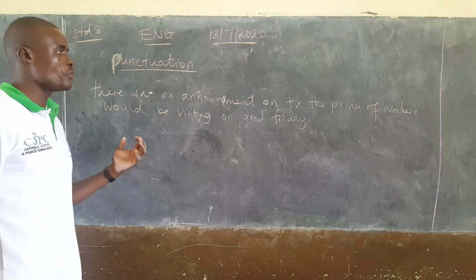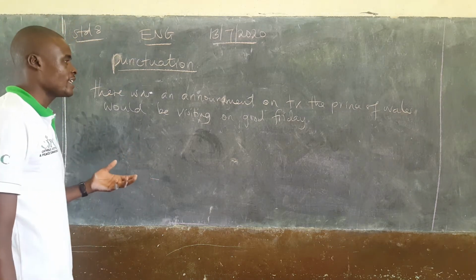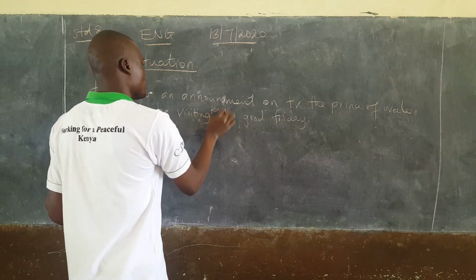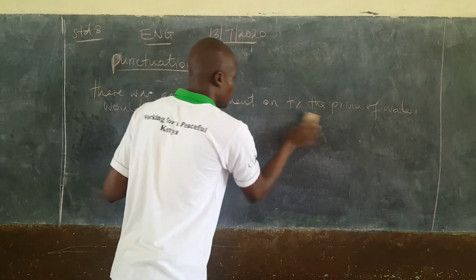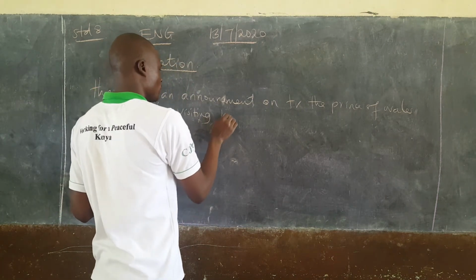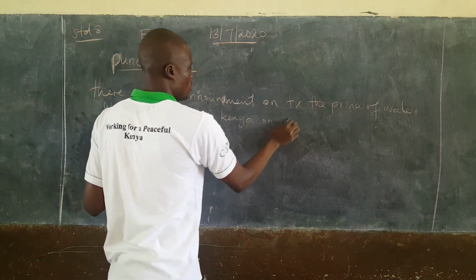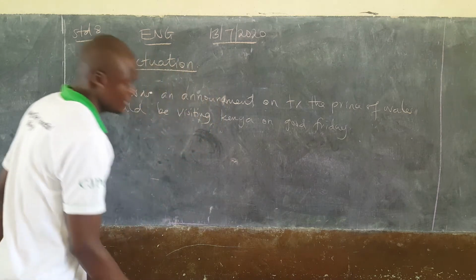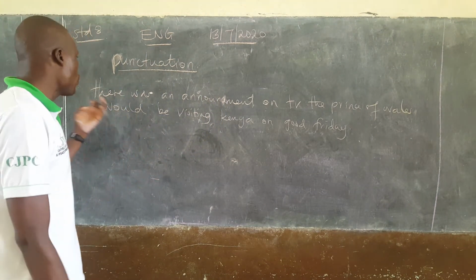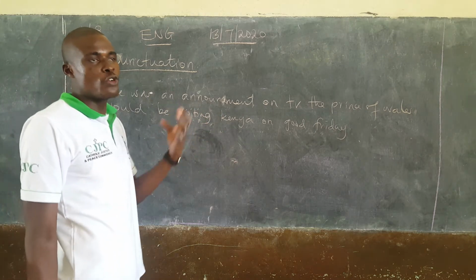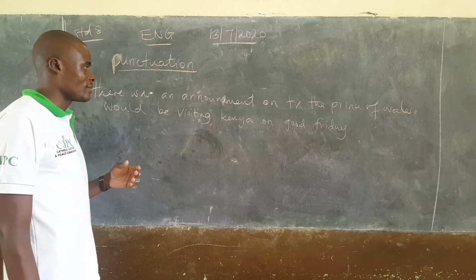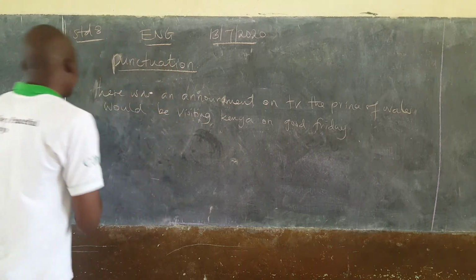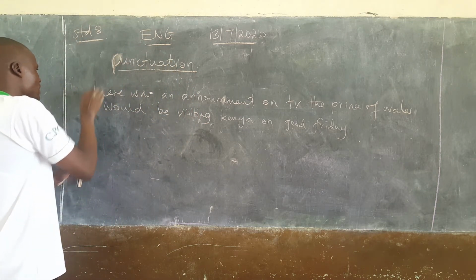There was an announcement on TV that the Prince of Wales will be visiting Kenya on Good Friday. This is the way it is written here. So we need to rectify this to see what we need to fix before it becomes a well punctuated sentence. Number one, you look at the beginning. All sentences must begin with a capital letter.